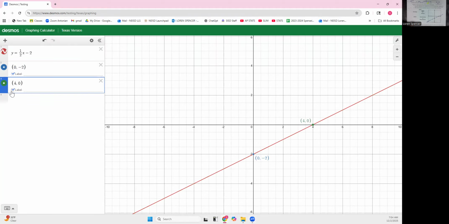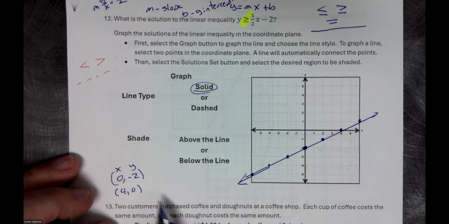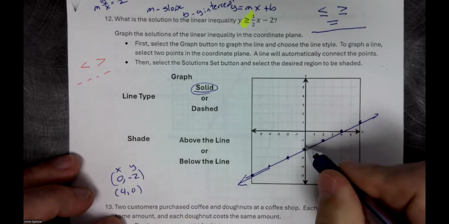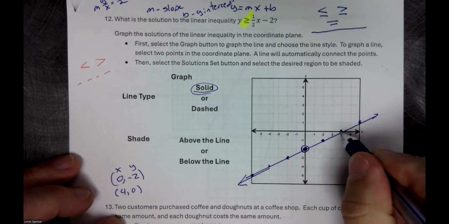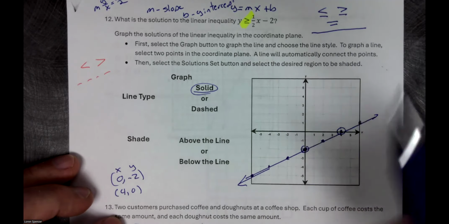So I'm going to mark those 2 points on my paper and see if I actually hit those. So 0, -2, where 0 is my x, and I end up with also 4, 0. I should have a 0, -2, and there's 0, -2, and I should have a 4, 0. There it is. So those are the 2 points that I'm going to use, and I got them straight off of Desmos.